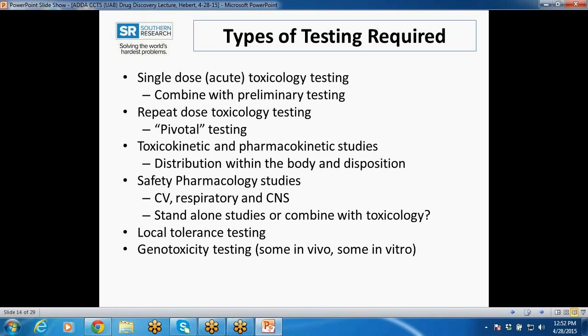And another type of testing that's typically required is genotox testing. Some of this is done in vivo, some of it's done in vitro, but it's basically looking at the ability of your drug to damage DNA.